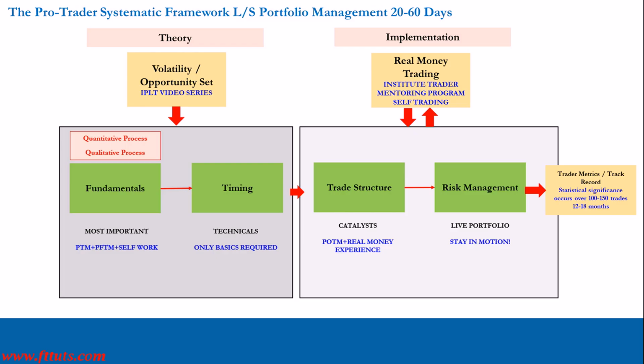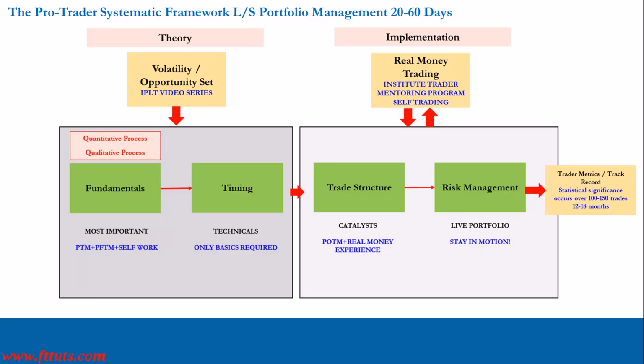You'll see that we've also added to the right-hand side after risk management, when positions come off. So we have the total process on the left-hand side flowing to the right-hand side. Obviously, positions go on and then positions come off, okay? What have you got when positions come off? Well, you've got your trader metrics and your track record.